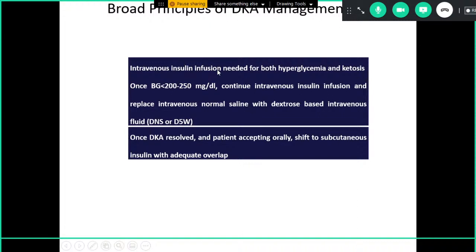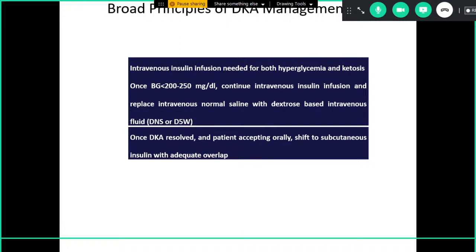So intravenous insulin infusion is needed for both hyperglycemia and ketosis. It brings down the high sugars, and it will cause removal of ketosis. Ketones are there because of excessive lipolysis and a mismatch between the insulin and the glucagon levels. So you need to give insulin. Sometimes what happens is that the sugars come down, but the ketones persist. And in that instance, you need to replace normal saline with 5% dextrose so that you can continue to provide glucose on the one hand, allowing you to give insulin and keep the sugars under control, but also cause clearance of the ketones.